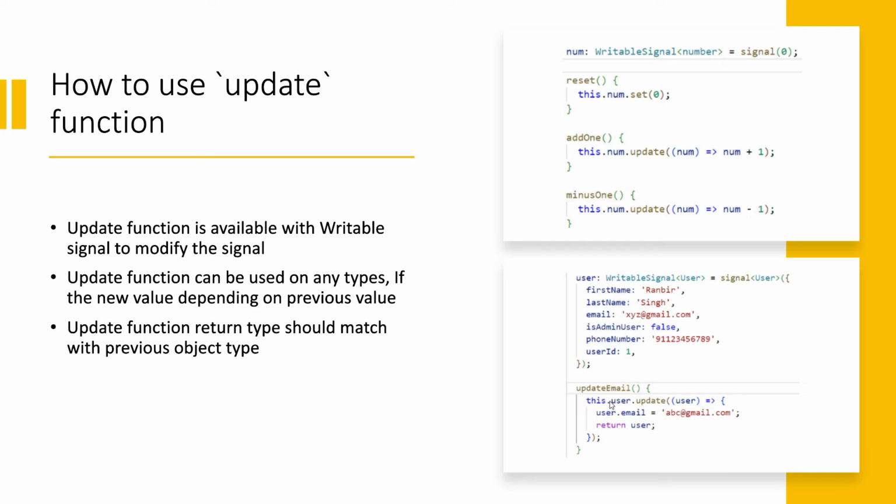Similarly, we can also use update with the reference type. The only thing is we need to return the same type after updating it. So if you see here, we are updating the email for this user signal, and then we are returning it. But for this kind of scenario we should use mutate, where we need not return the user.